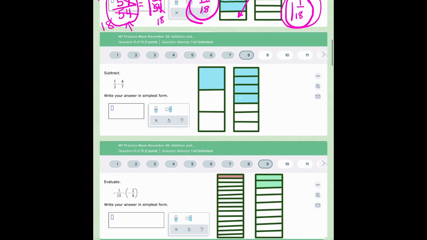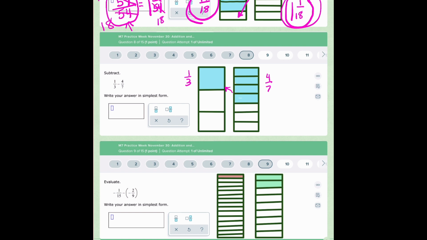Number 8, 1/3 minus 4/7. Okay, we haven't done this, this is a big kid problem, guys. So notice that 1/3 is not bigger than 4/7. So we're gonna have a negative when we get done. When we take away, if we try to take away more than we actually had in the first place, then we're gonna have a negative number.